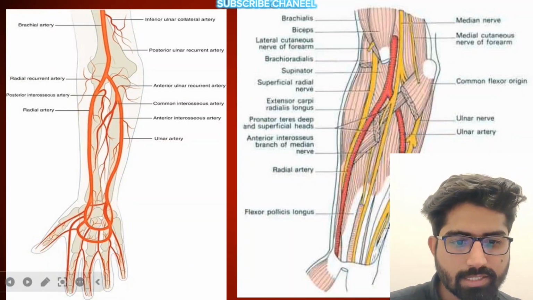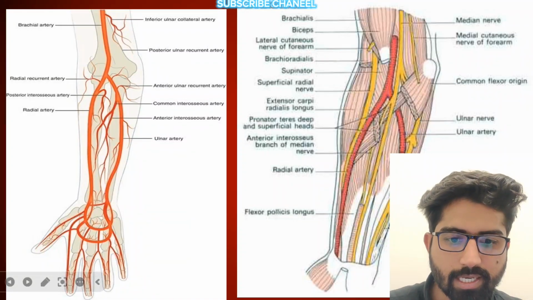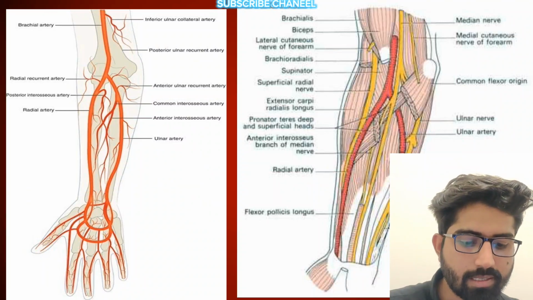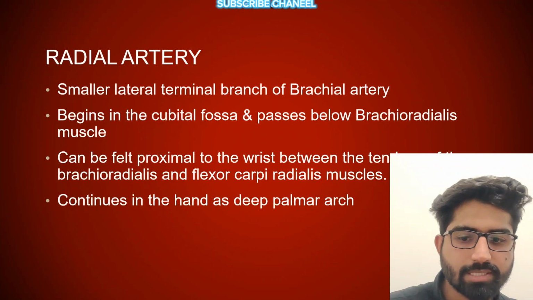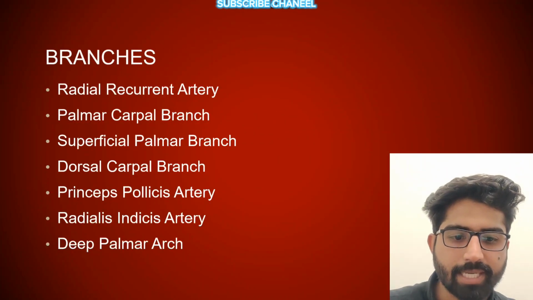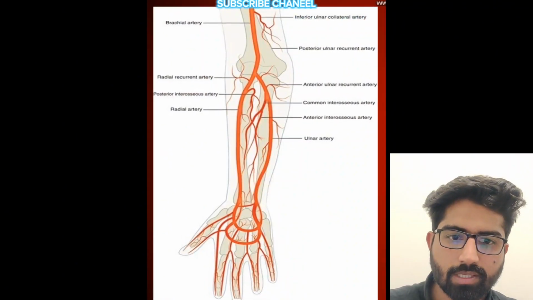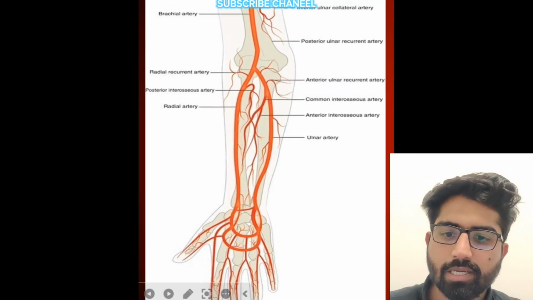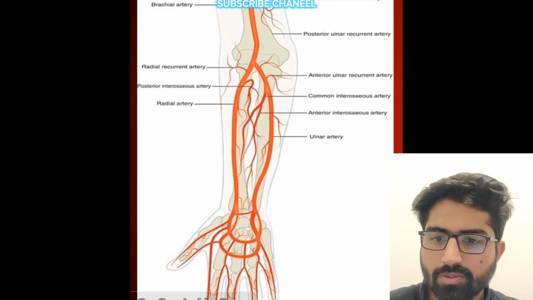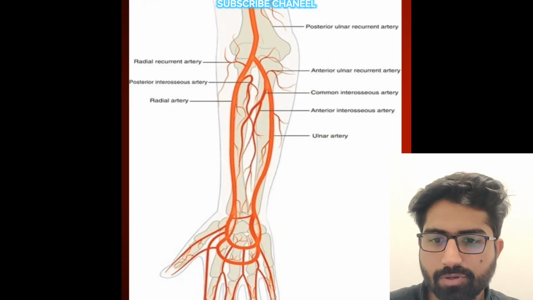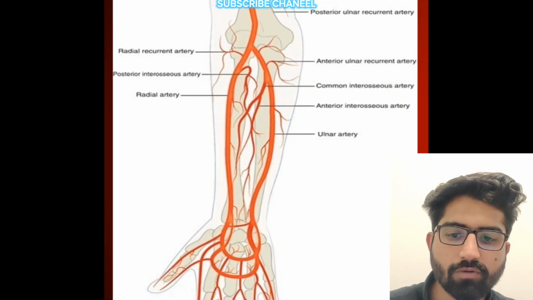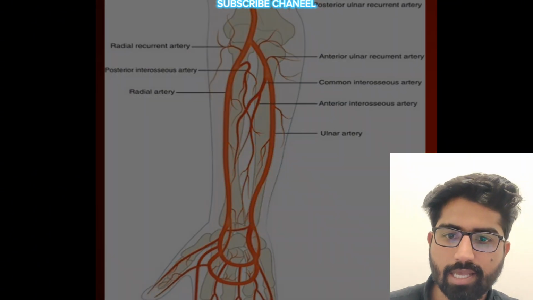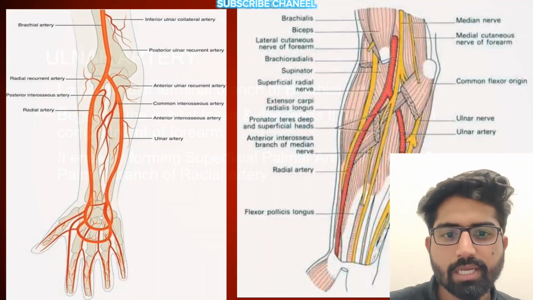As I've already told you, the radial artery is felt between two muscles, the brachioradialis and the flexor carpi radialis. So in between these two muscles, the radial artery is felt. These are the radial recurrent artery, posterior interosseous artery, and common interosseous artery. These are the branches of the radial and ulnar arteries that have been shown here in this diagram.